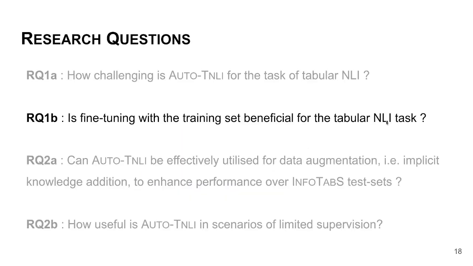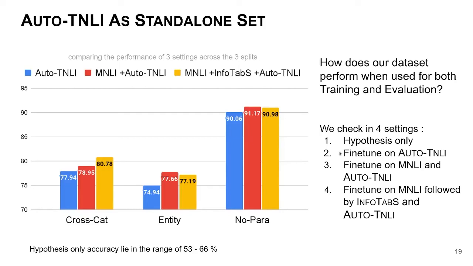Now the second question is, is fine-tuning with the training set beneficial for the tabular NLI task? So even for this we check in 4 settings. First is hypothesis only, second is fine-tune on AutoTNLI, third is fine-tune on MNLI and AutoTNLI, fourth is fine-tune on MNLI followed by InfoTabs and then AutoTNLI. So for the hypothesis only we get an accuracy in the range from 53 to 66%.